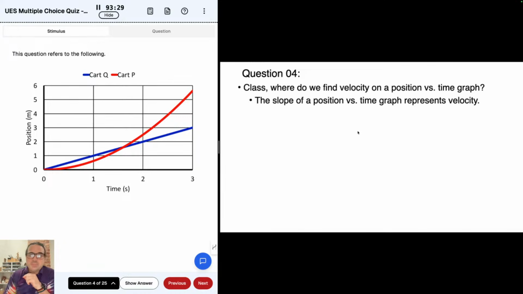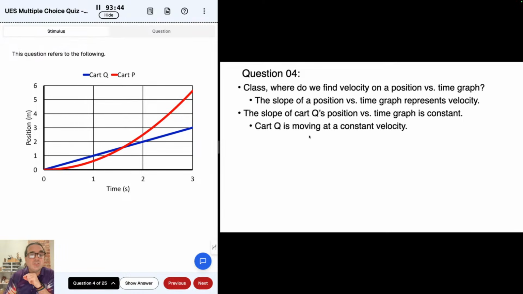So the slope of a position versus time graph represents velocity. The slope of cart Q's position versus time graph is constant. So when we look at cart Q, this blue line, that has a constant slope. So that one we can simply use the equation for constant velocity, because a constant slope on a position versus time graph represents a constant velocity.